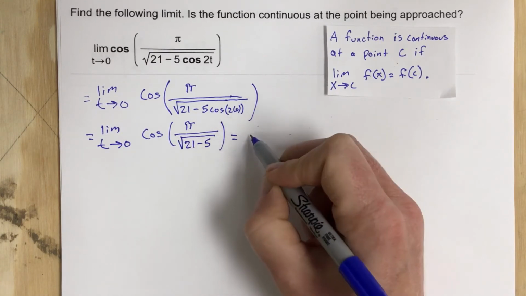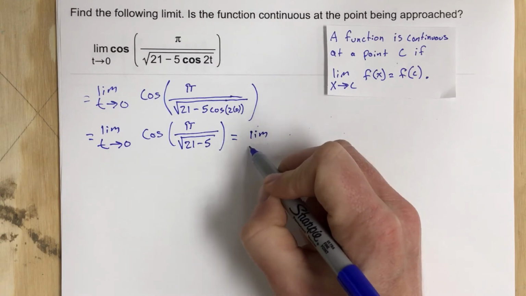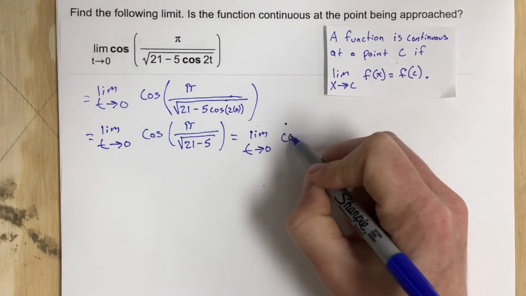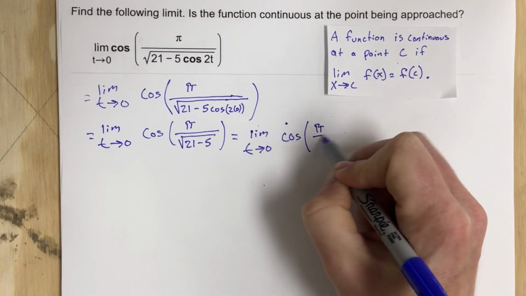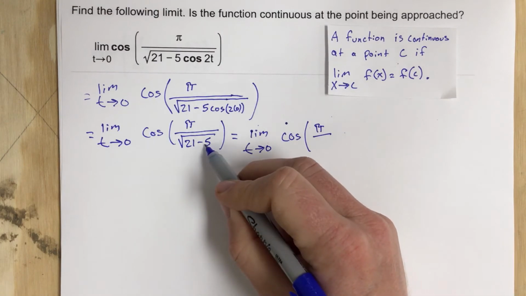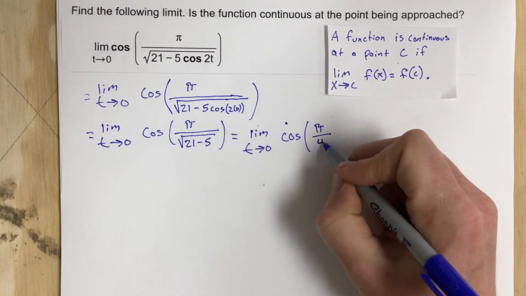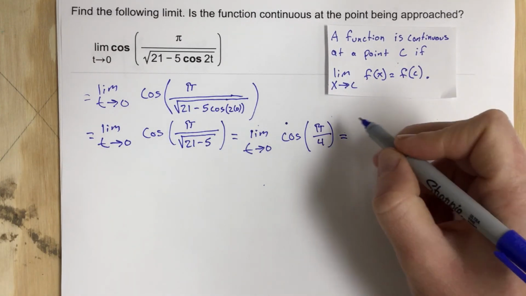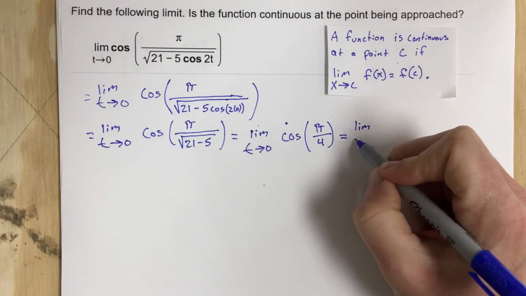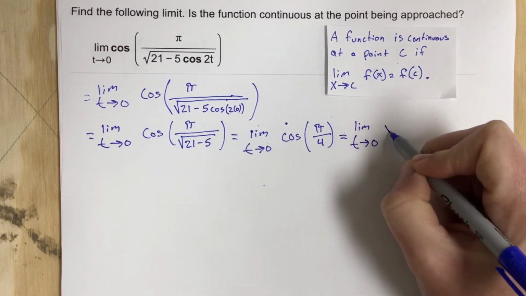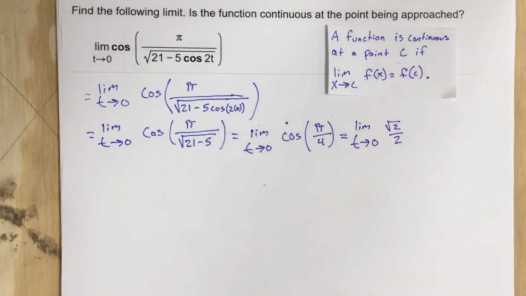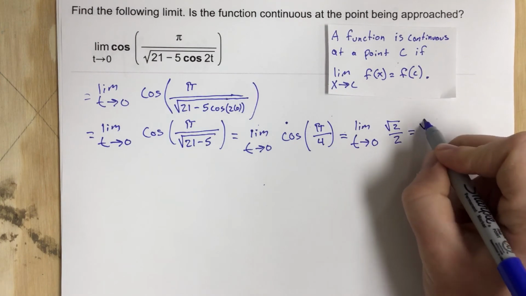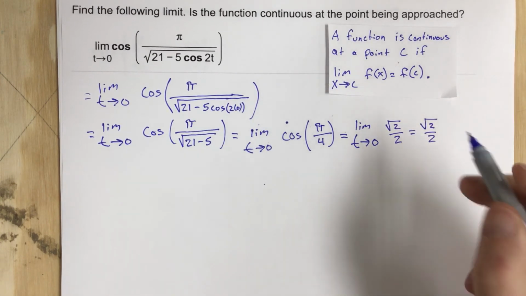which equals the limit as t approaches 0 of cosine pi over 21 minus 5 is 16, the root of 16 is 4, and then we can say that cosine of pi over 4, we know that to be root 2 over 2, and so when we plug 0 into this, there's nothing to plug it into, so we just end up with root 2 over 2.